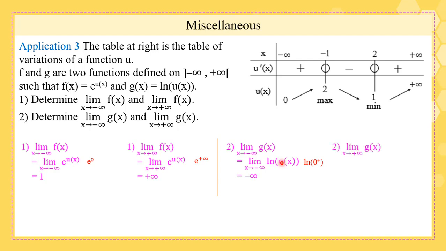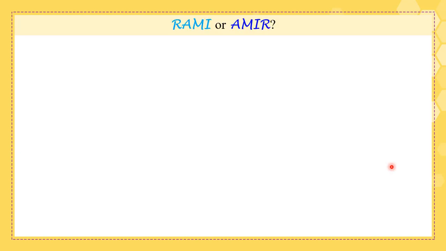And the last part, we need the limit of g of x as x tends to positive infinity. Similarly, this is the limit of ln u of x, and when x tends to plus infinity, u of x tends to plus infinity. So by substitution, we get ln of plus infinity, which is plus infinity.